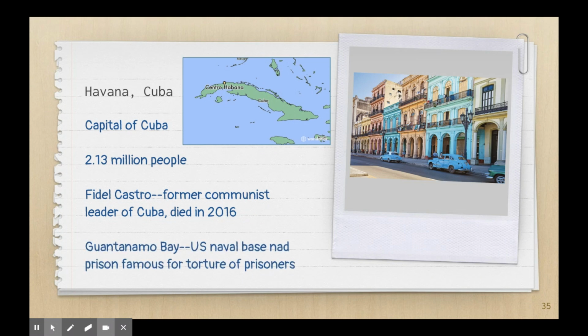Another interesting thing about Cuba is it houses Guantanamo Bay, which is a U.S. naval base and a prison famous for torturing its prisoners.